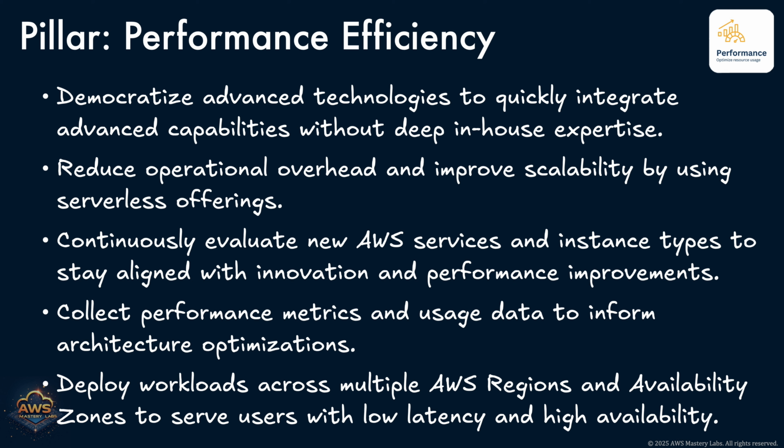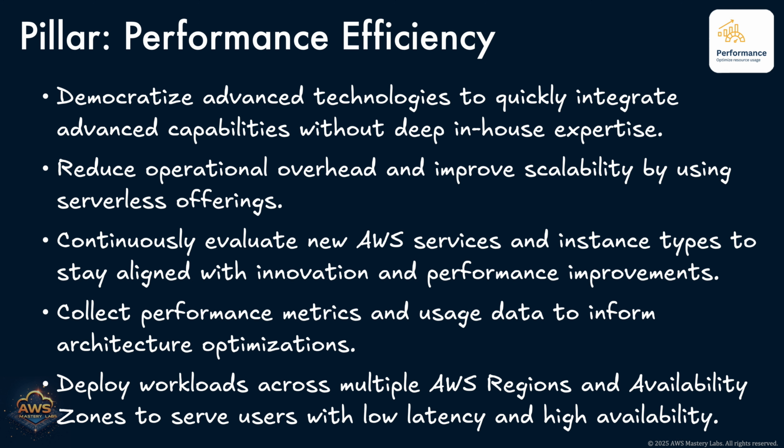Make data-driven architecture decisions. Use metrics from Amazon CloudWatch, traces from AWS X-Ray, and recommendations from AWS Compute Optimizer to fine-tune your workload performance based on actual usage patterns. Right-size your resources. Choose the appropriate instance families, storage types, and database configurations that align with workload characteristics. And revisit these choices as your application scales or changes.